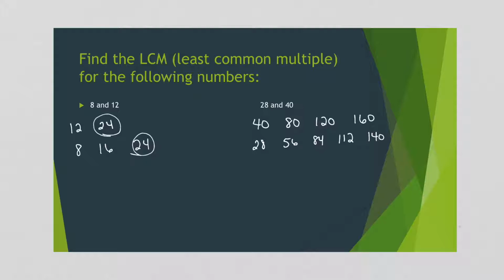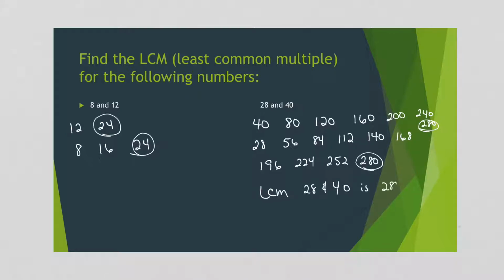28 times 6, 168. Nope. Well, let's count up. So 200. Let's keep going. So now 28 times 7, I get 196. I'm going to have to keep going. So now 240. So now 28 times 8, 224. 28 times 9, 252. And I know that it has to end in a 0 because the 40 ends in a 0. So 28 times 10, I get 280. We may have found it because the next one after 240 is 280. So there's our LCM for 28 and 40. There we go.